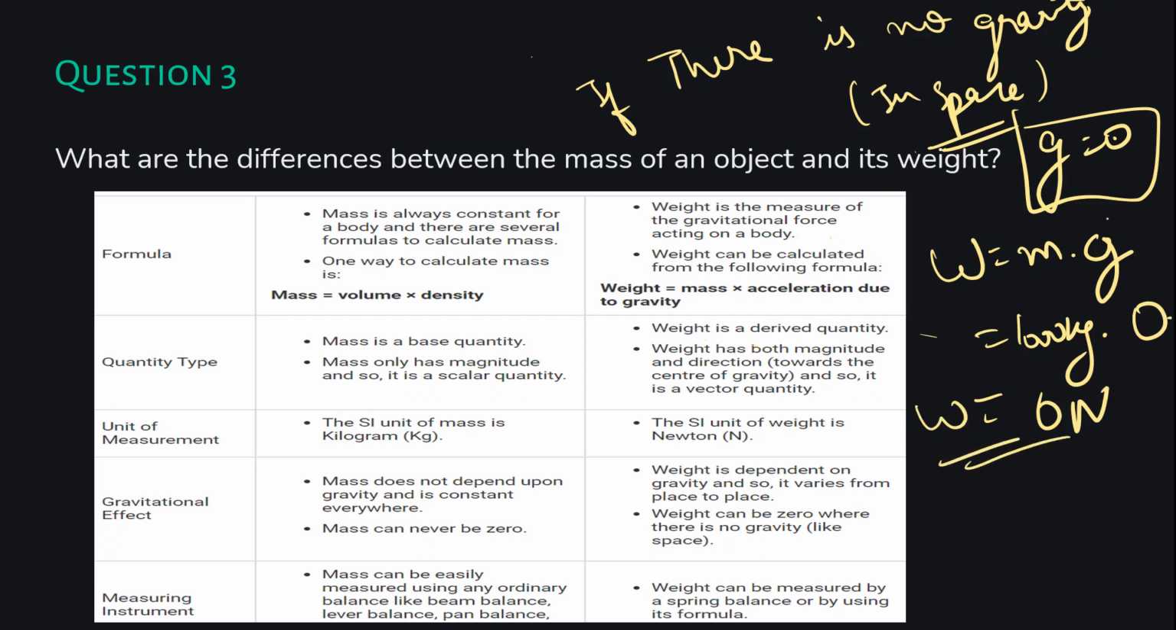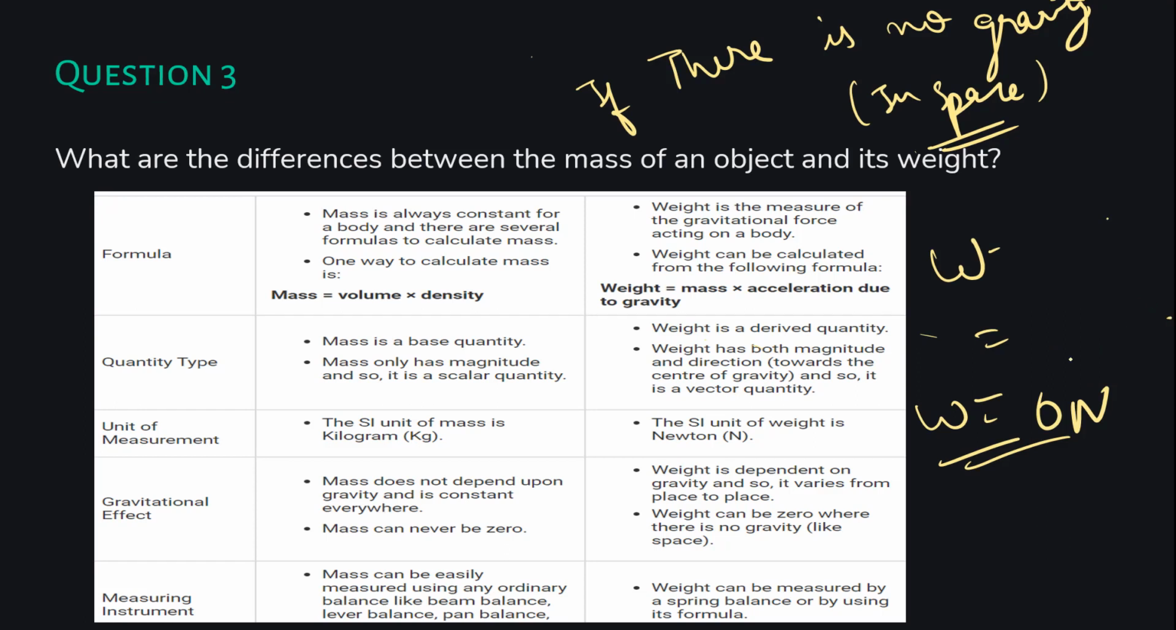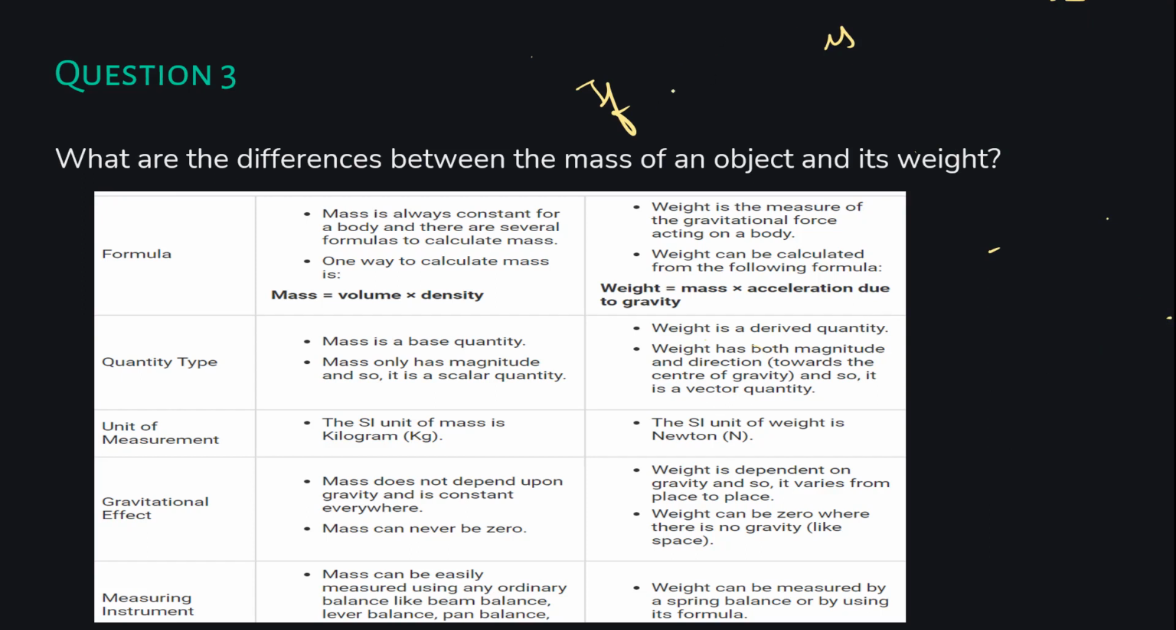That's why people who fly in space have no weight. They are weightless in space. Why so? Because we have g equal to 0 in space, correct? We don't have gravity. So your weight can be 0 because your g can be 0. But your mass can never be 0. Mass can easily be measured using any ordinary balance, for example, your weighing machine also. You call it a weighing machine, but from now you know that that's not your weight, that's your mass. Weight can be measured using a spring balance and its formula. Okay, I hope it's clear.